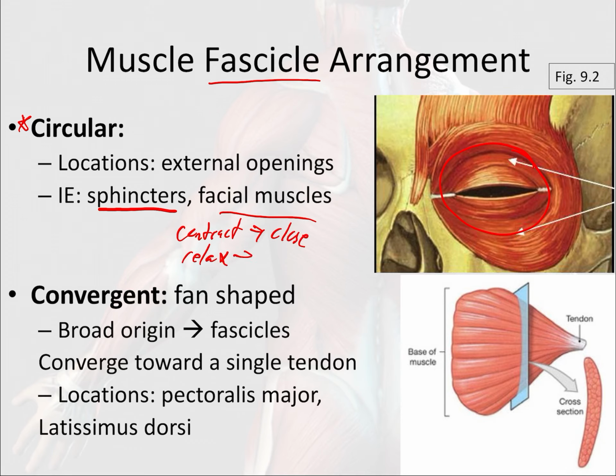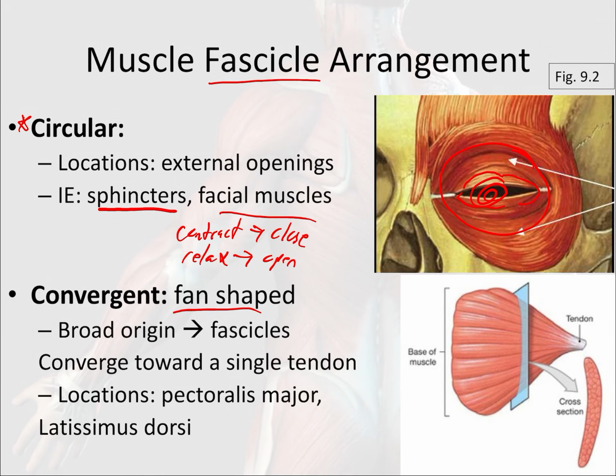Relax, they open. Okay, so all those little fascicles are just going around in a circle, right? They're going around in a circle like this. So when they squeeze down tighter. Okay. Secondly, is what's known as the convergent fascicle arrangement.